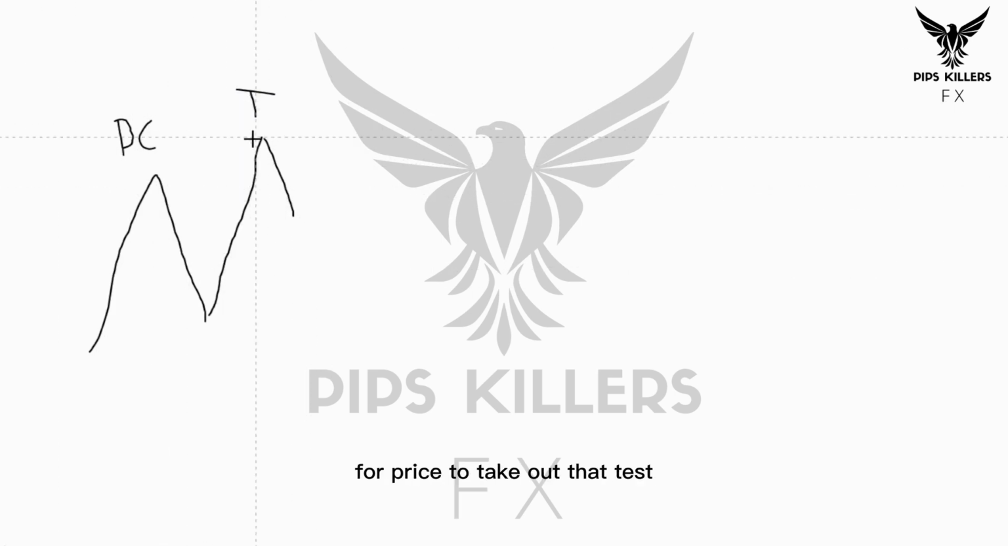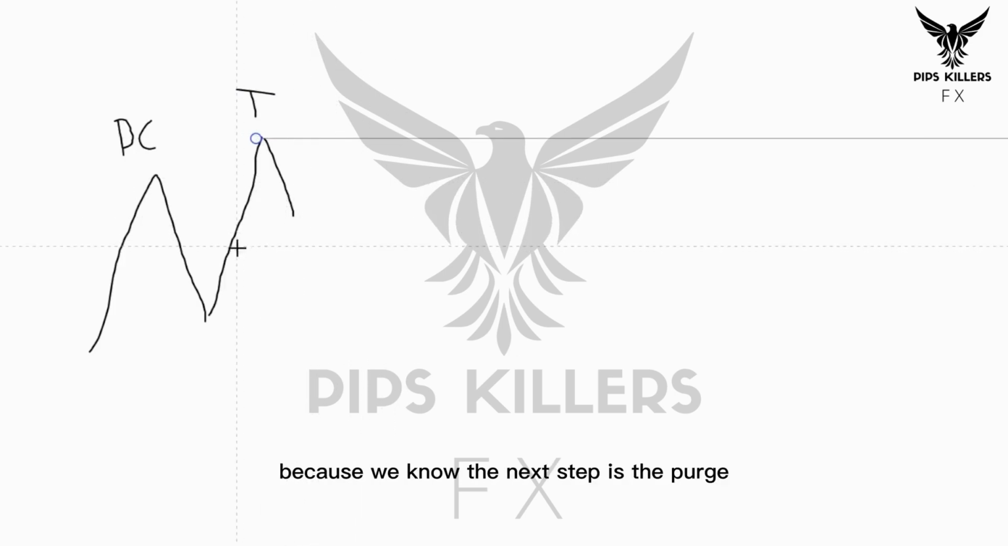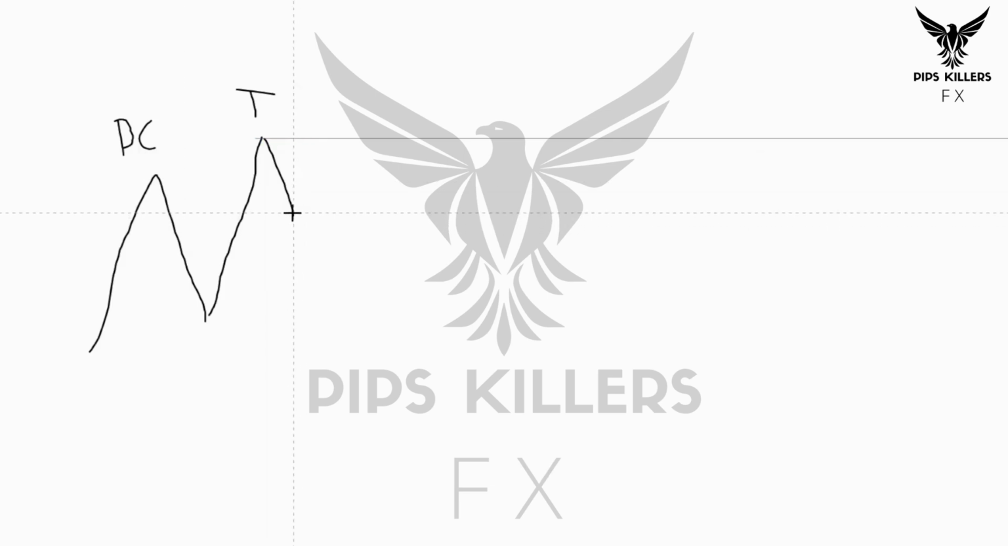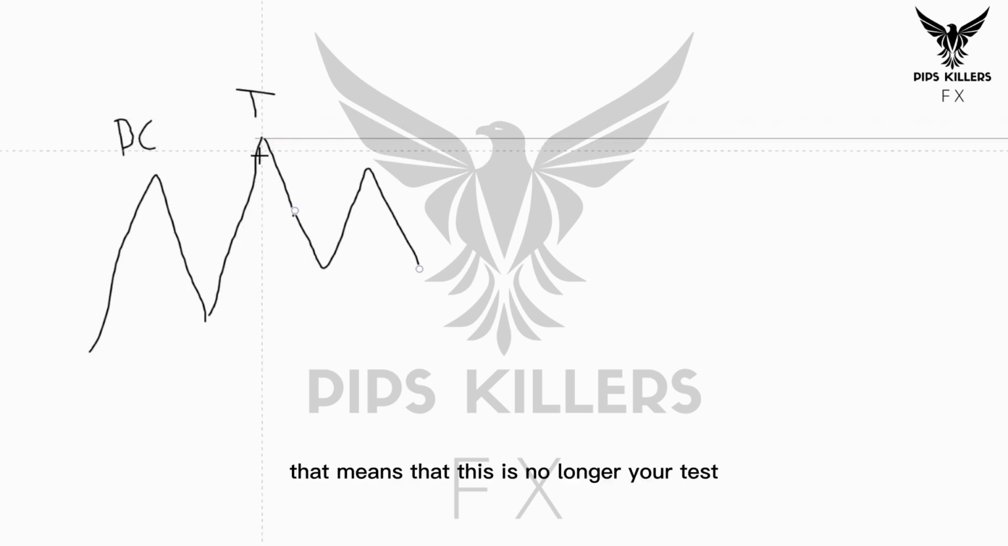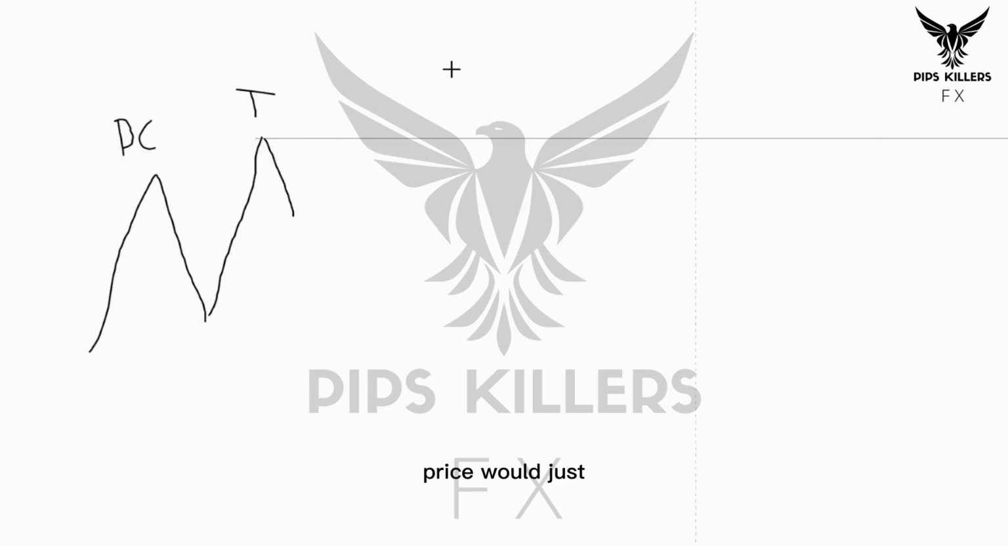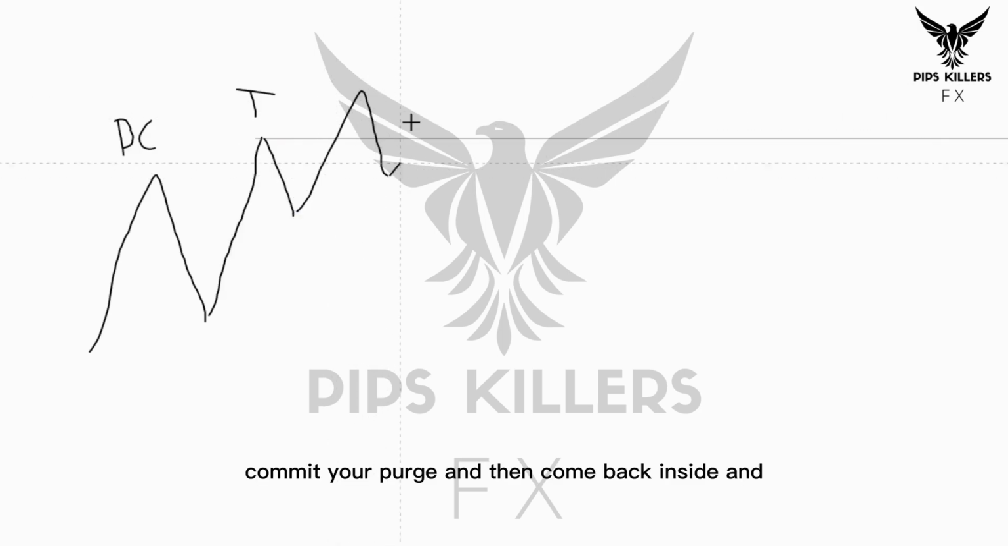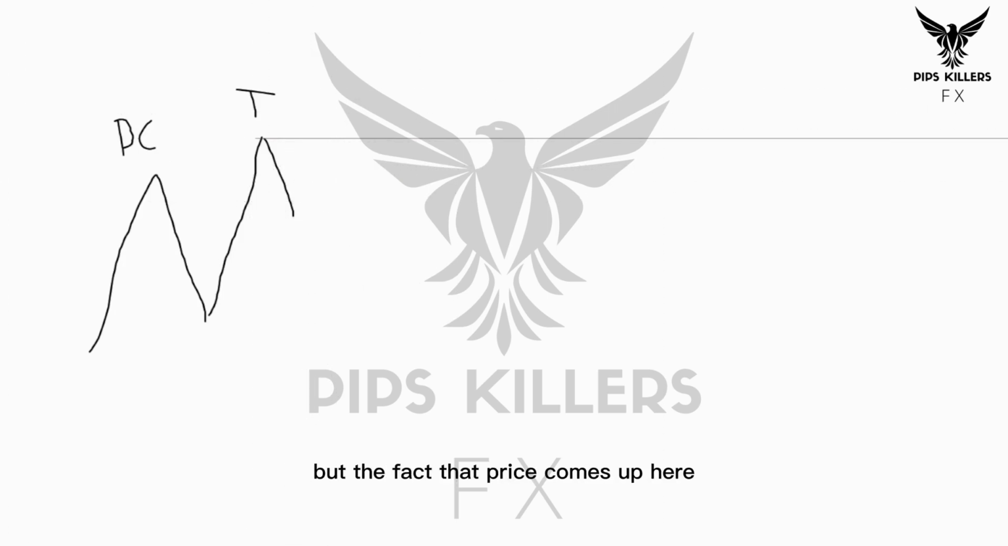Now, what you're looking for is for price to take out that test, because we know the next step is the purge. But let's say price drops a little bit and then comes up here and rejects. What does this mean? That means that this is no longer your test because price did not run through it. If this was an actual test, then price would take this test out and commit your purge and then come back inside and sell the other direction. But the fact that price comes up here and rejects, that means that now this is no longer your test.